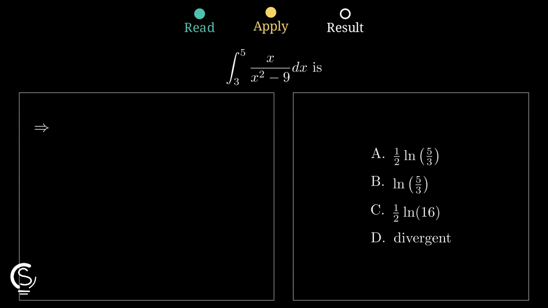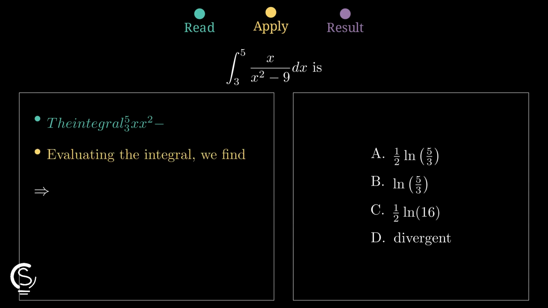To solve this, we must take the limit as a variable approaches 3 from the right. We use u-substitution, but the natural log of 0 is undefined as we approach it. As the natural log limit approaches negative infinity, the area under the curve is infinite, therefore the integral does not converge to a number.